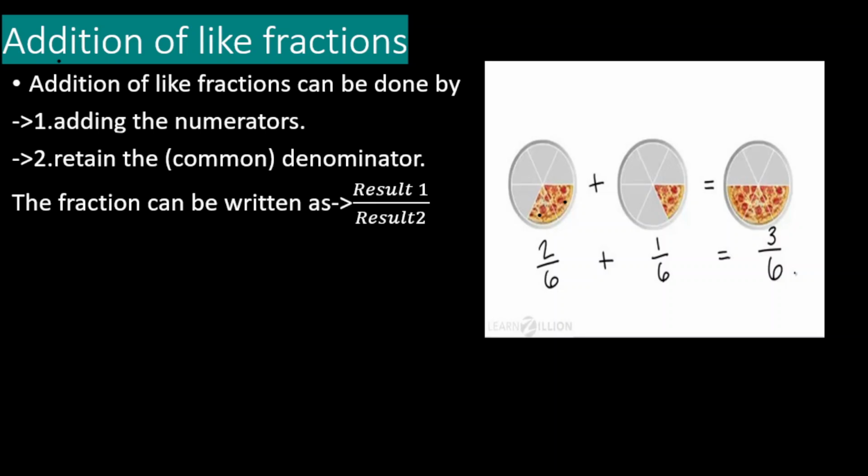And here, suppose your brother has eaten 4 pots of your pizza and he left only 2 pots to you. Now the fraction becomes 2/6.